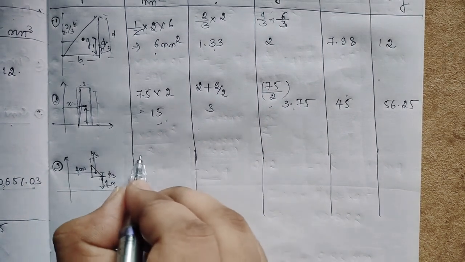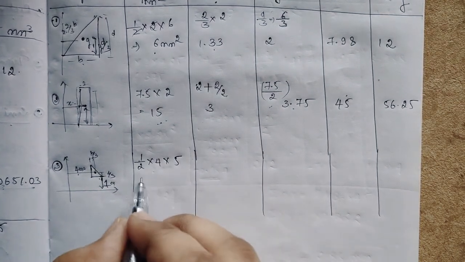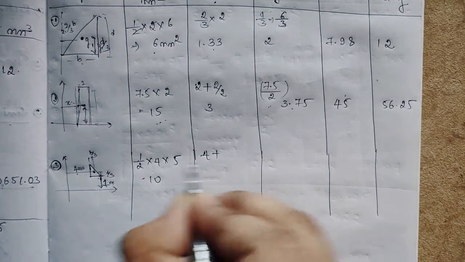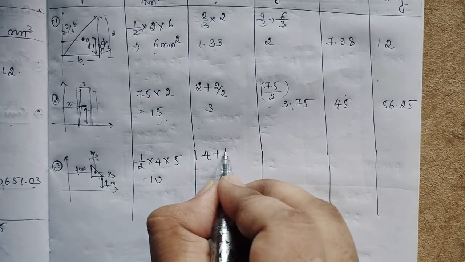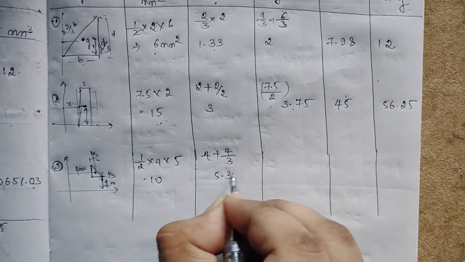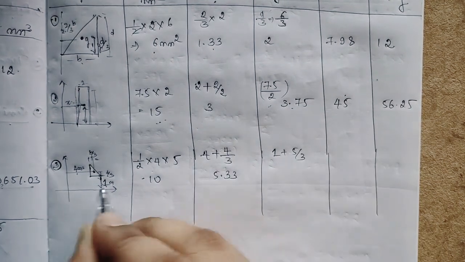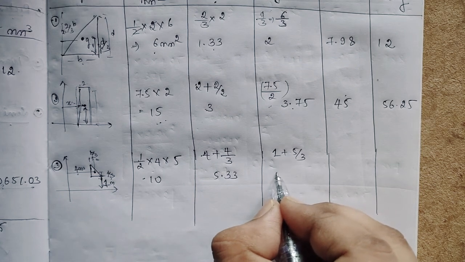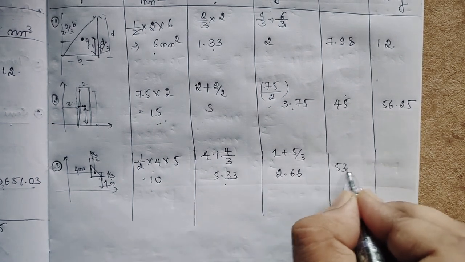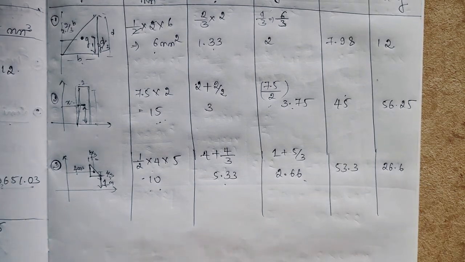First we will calculate the area, half into 4 into 5, which is nothing but 10. The value of x will be 4 plus B by 3. B by 3 is 4 by 3, so it is 5.33. What is the value of y? That is 1 plus D by 3, 1 plus 5 by 3, which is 2.66. So 10 into 5.33 is 53.3, and 10 into 2.66 is 26.6. So this is about the triangle.